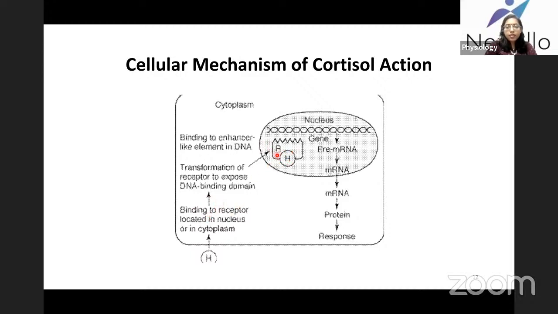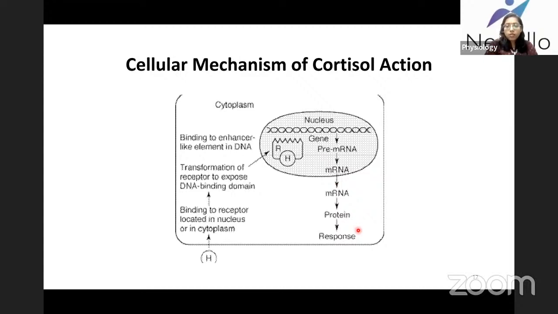So over here, there's a receptor which is present in the nucleus. There's a hormone receptor complex which combines with the area on the nucleus. That binding of the receptor results in transformation of the receptor to expose the DNA binding domain. The DNA binding domain causes an increase in the production of proteins which are targeted for the activity of the cortisol. So there are multiple gene expressions which result in production of mRNA and protein, and result in further response.